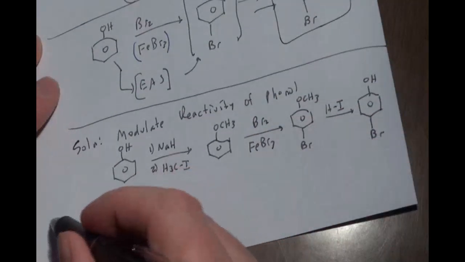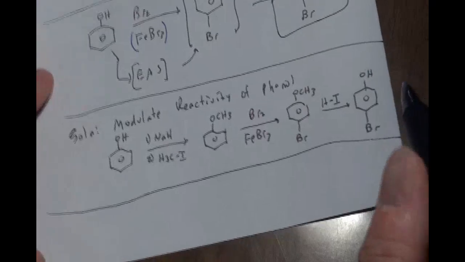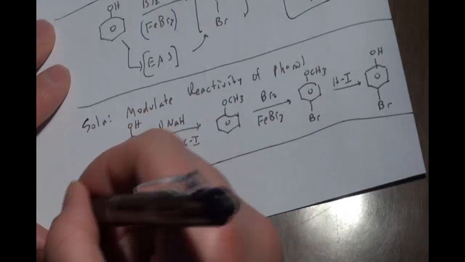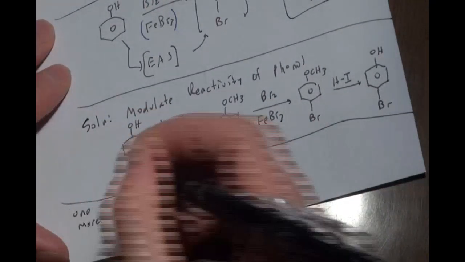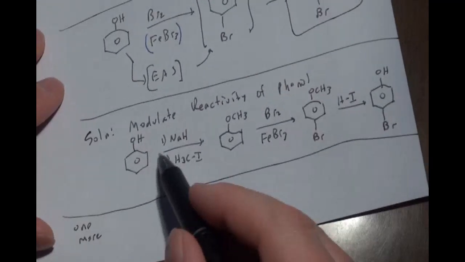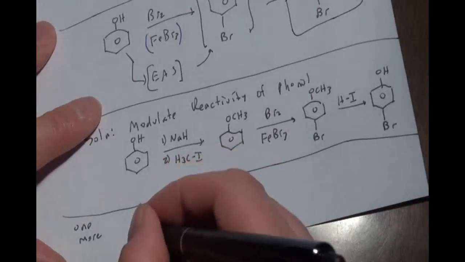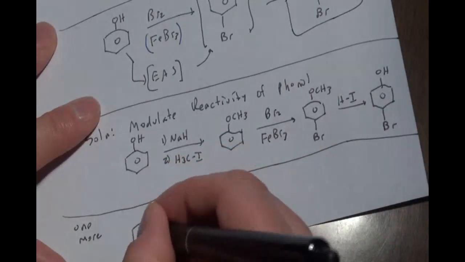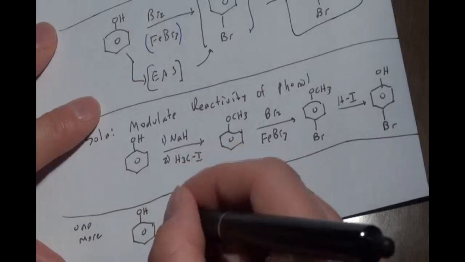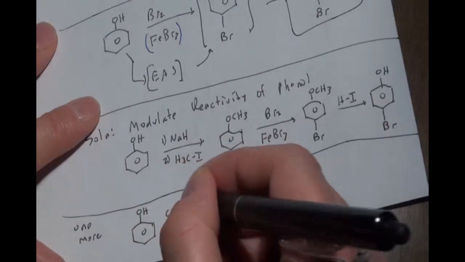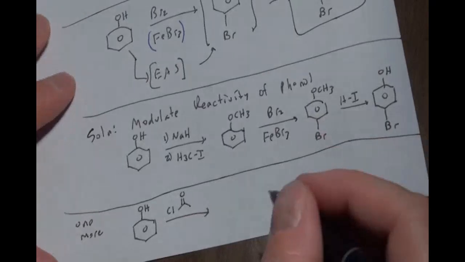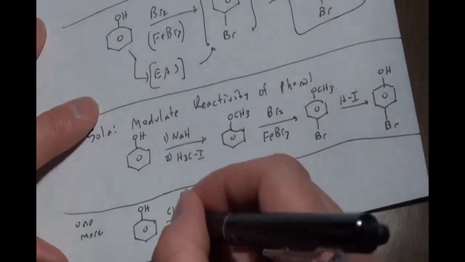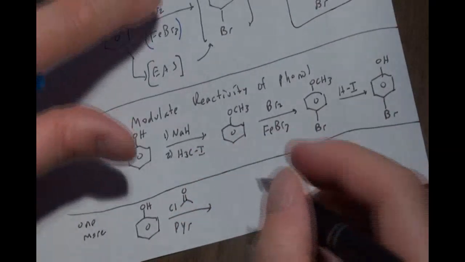One more way to do this, one alternate way. It's the same idea, we're just going to use a different modulating group. We can use acetate. So use an acid chloride and pyridine, and that just makes an ester, right?